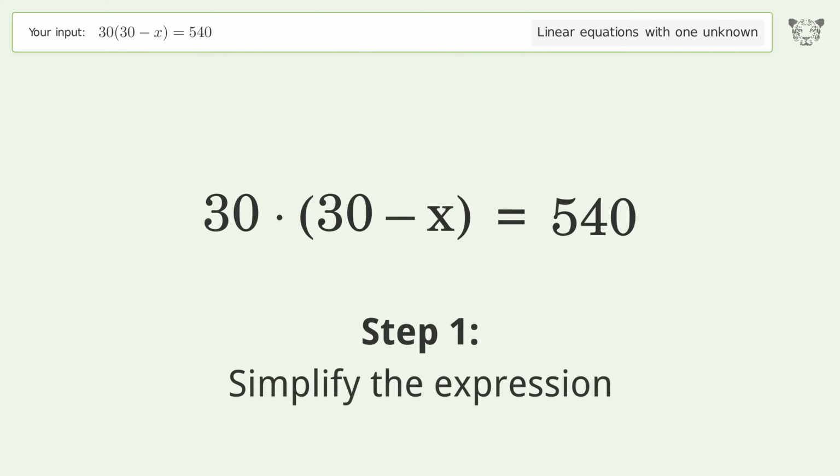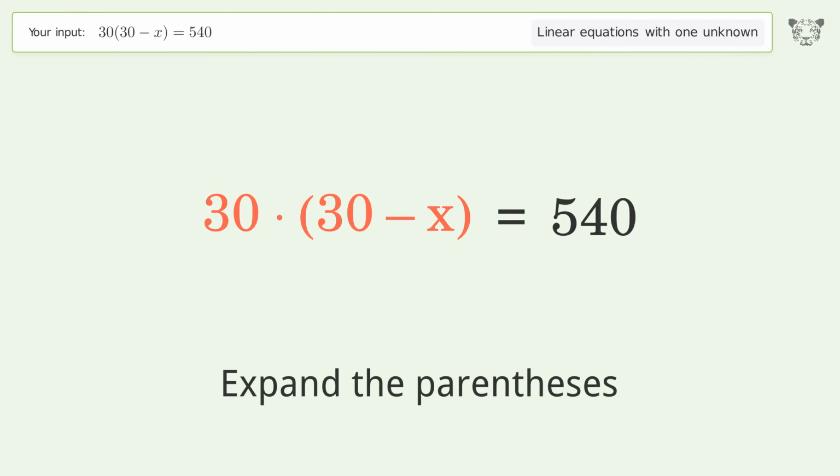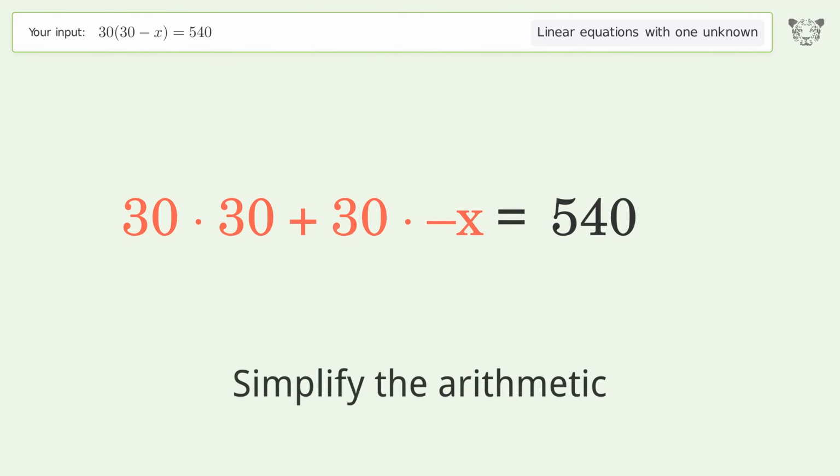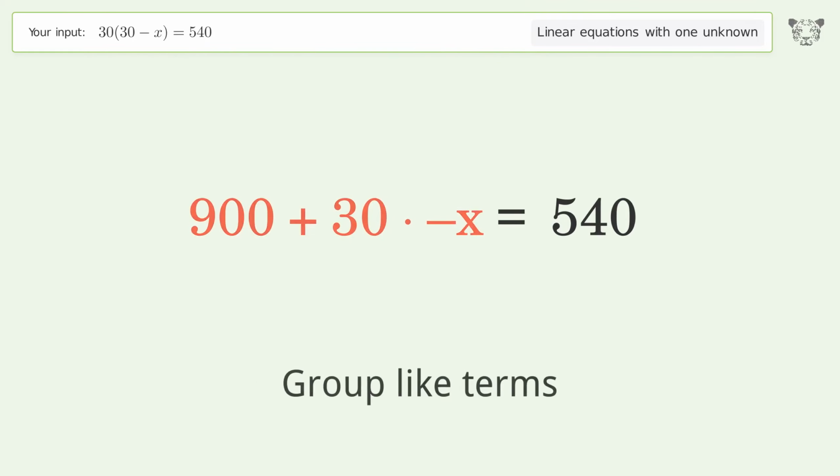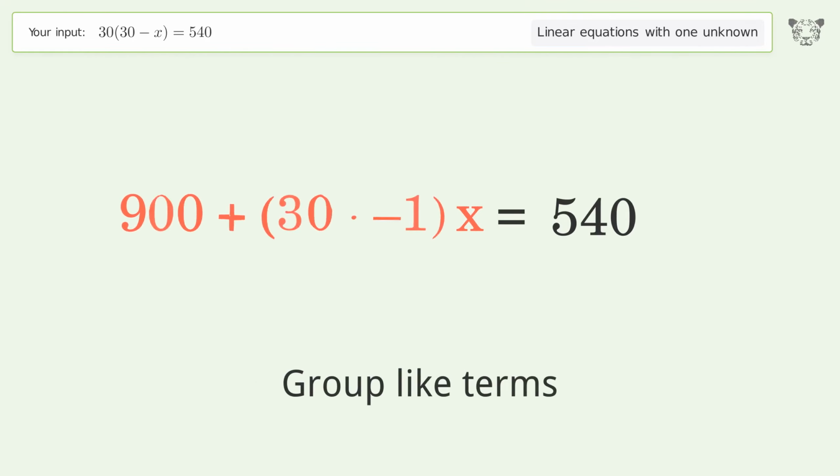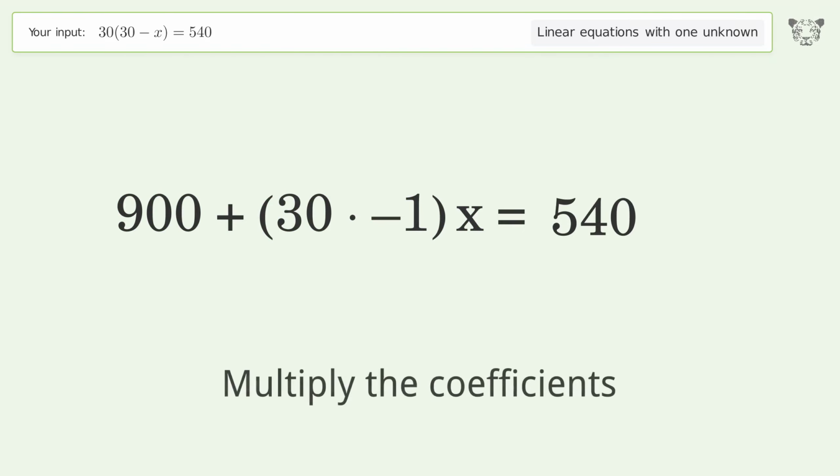Simplify the expression. Expand the parentheses. Simplify the arithmetic. Group like terms. Multiply the coefficients.